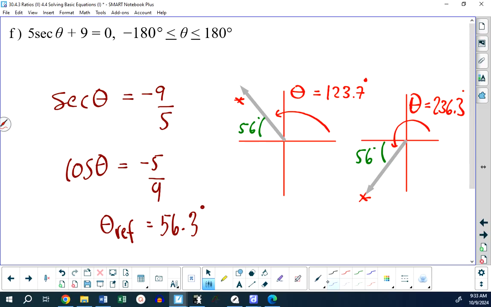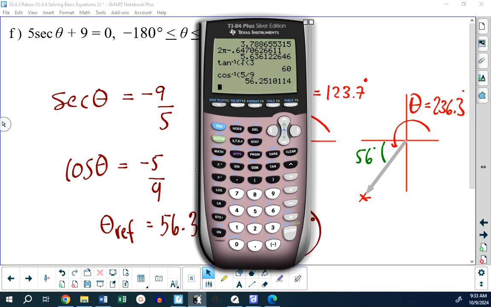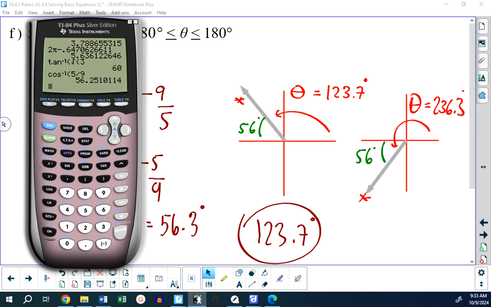Are these two numbers both in this domain? Let's start with the 123.7. Is 123.7 between negative 180 and 180? Okay, so 123.7 is a solution. I really don't believe I should have to do this. But if I take 123.7 and add 360, am I going to get a number that's in that domain? I mean, how many of you see that adding or subtracting 360 from that is going to bust you outside of the borders? It only goes from negative 180 to 180.